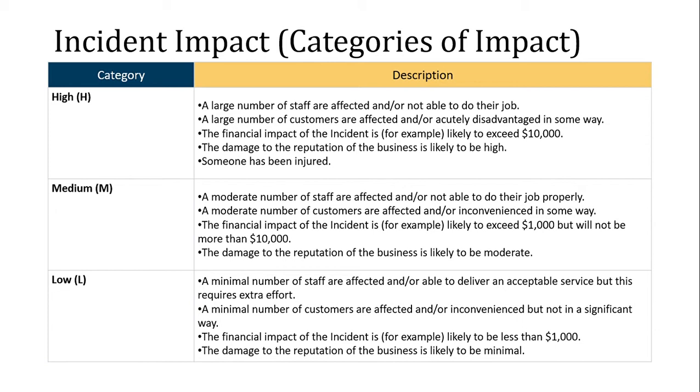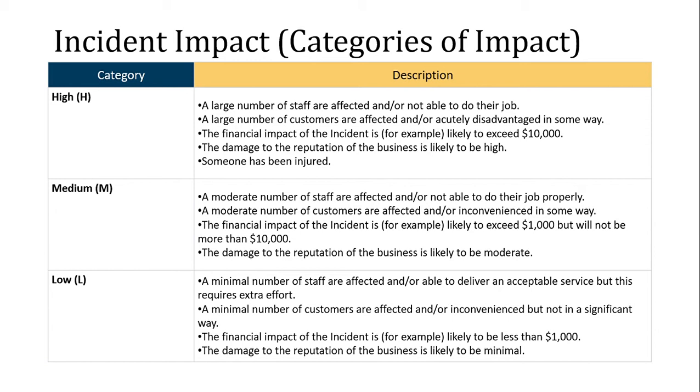A large number of customers are affected and are adversely disadvantaged in some way. I mean, because of this particular issue, they cannot proceed further, and they might feel some losses. Then this is also taken as a high impact.